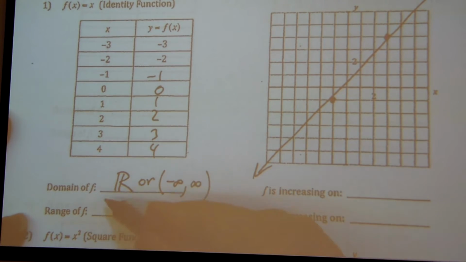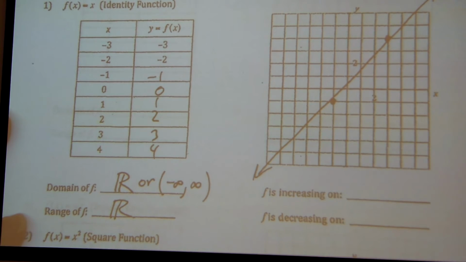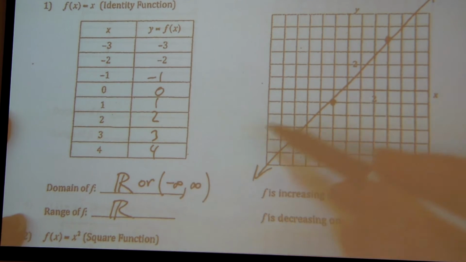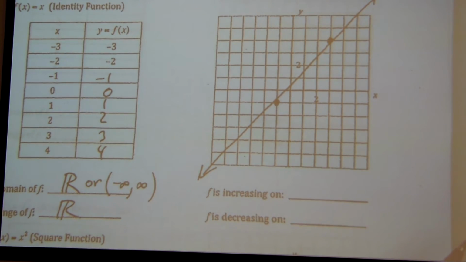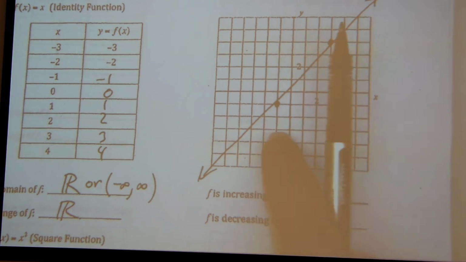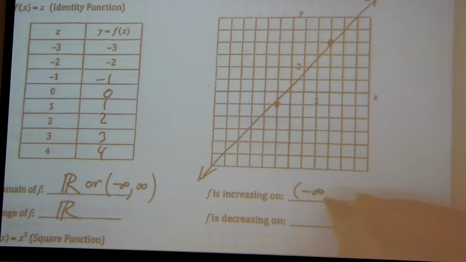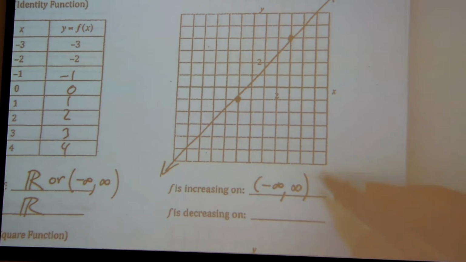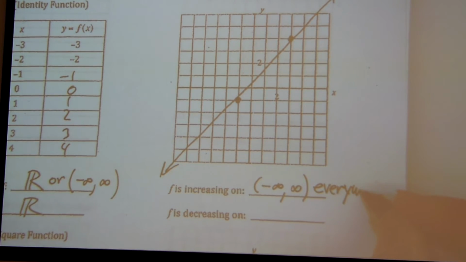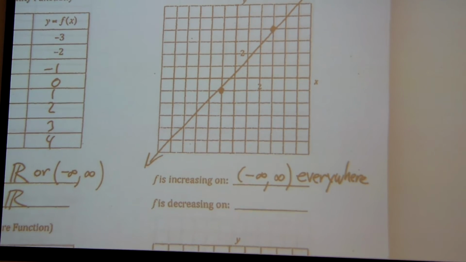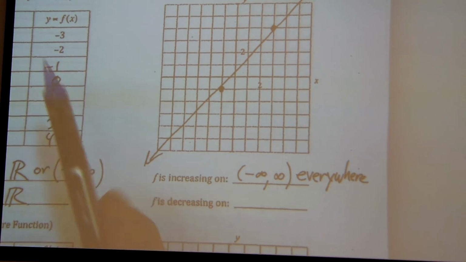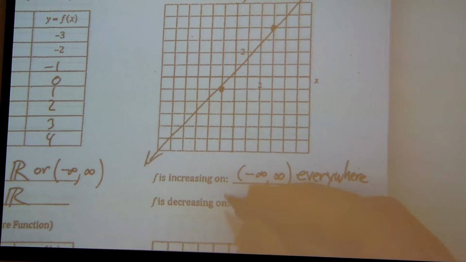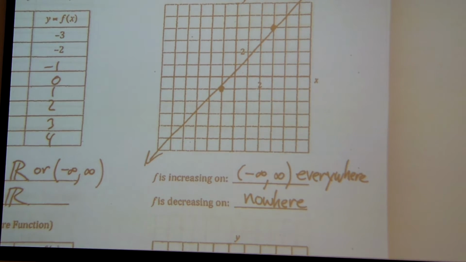The range, similarly, you could find a point along that line that has any y coordinate at all, from the lowest negative to the highest positive, all real numbers. Where's f increasing? As you read from left to right, you could say this, or you could say everywhere. We'll actually use that as a convention for saying it increases on its entire domain. Where does it decrease? Well, as you go from left to right, you never go downhill, and we'll simply say nowhere. That's exactly how I'd like you to fill that out.